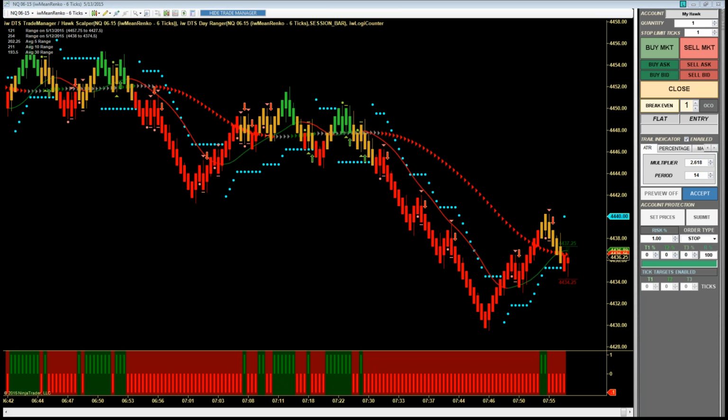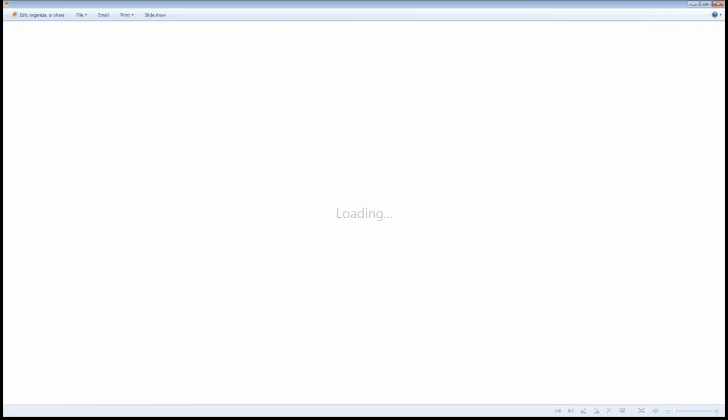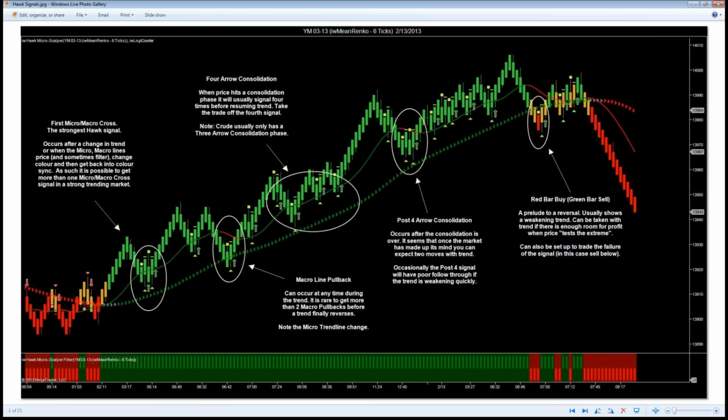Here is what we call the cheat sheet for the Hawk, which is our scalping tool. It's these 5 signals that we're going to concentrate on. And it really doesn't take that long to learn them. These are your high probability signals that you're going to be looking for.